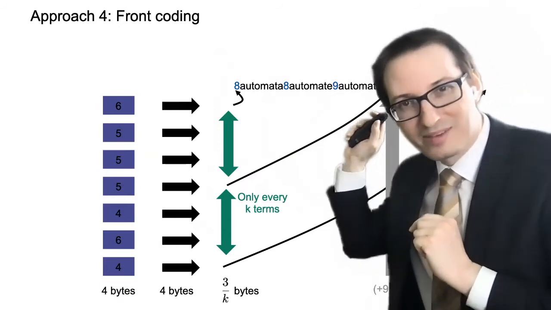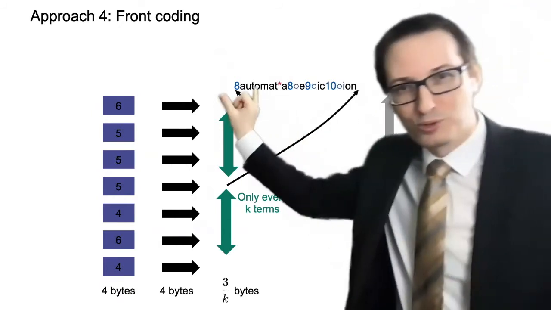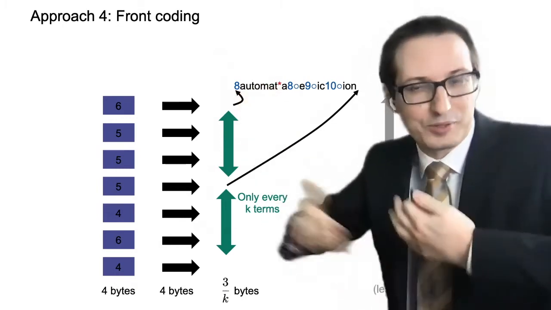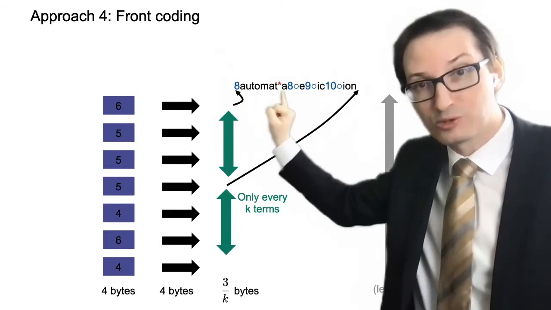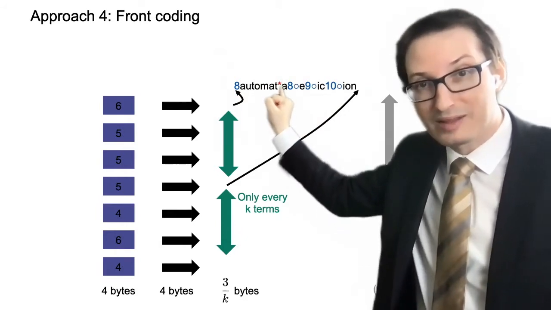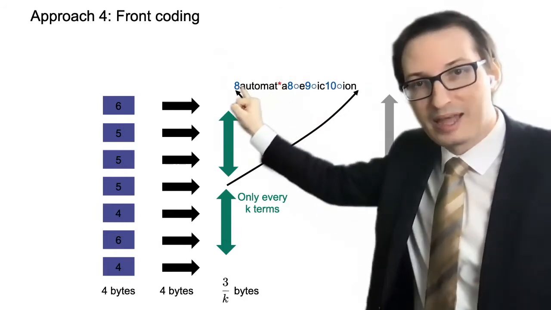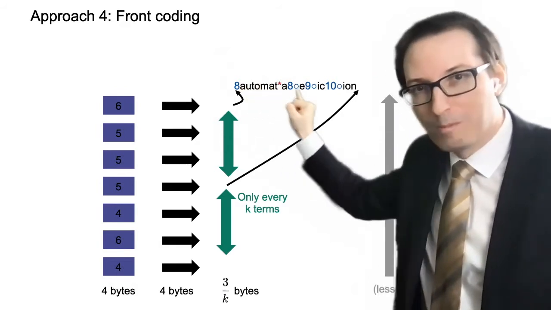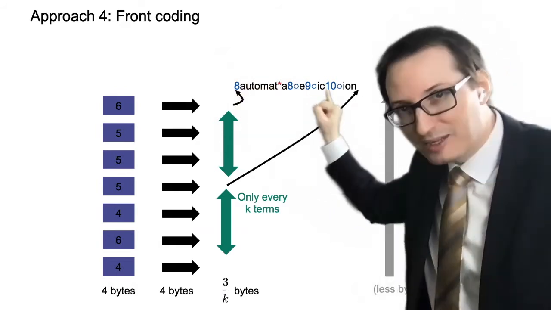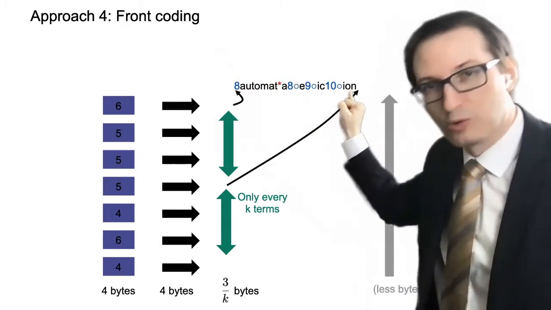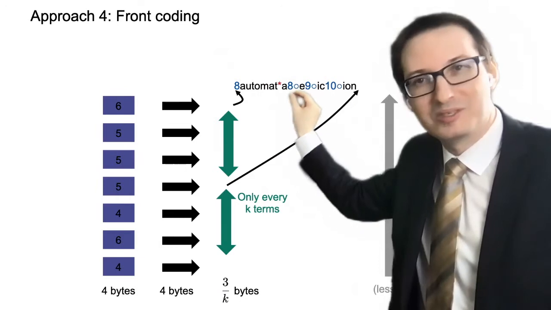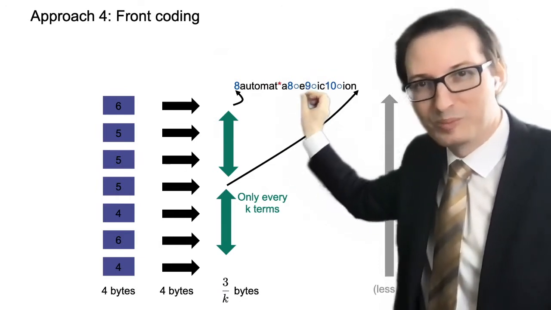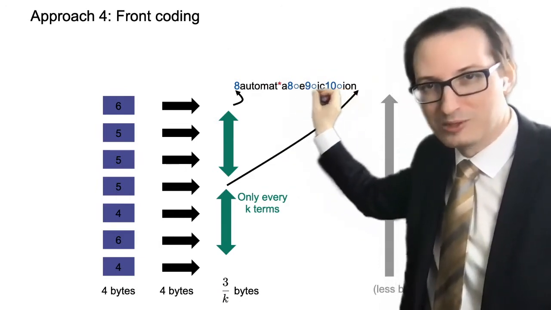And how do we do that? Like this. We just put the prefix just once. Of course, we adapt to whatever terms we are, but here we can say, okay, automat is common to this and the next words. And then I have the star that tells me, okay, that's the end of the prefix. Then I have automata, automate, automatic, automation, right? I pick these symbols randomly. It doesn't matter what symbols you pick, but just symbols that are not used in the term.